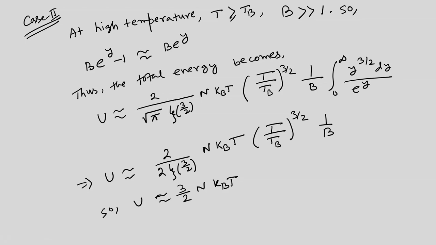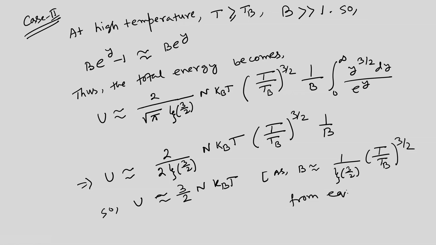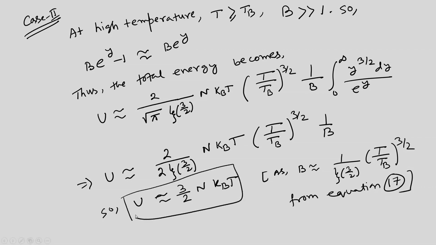Okay. So, from equation number 17, b equals 1 by zeta 3 by 2 times T by T_B to the 3 by 2. So, for the high temperature limit also we get a very simple expression of total energy.